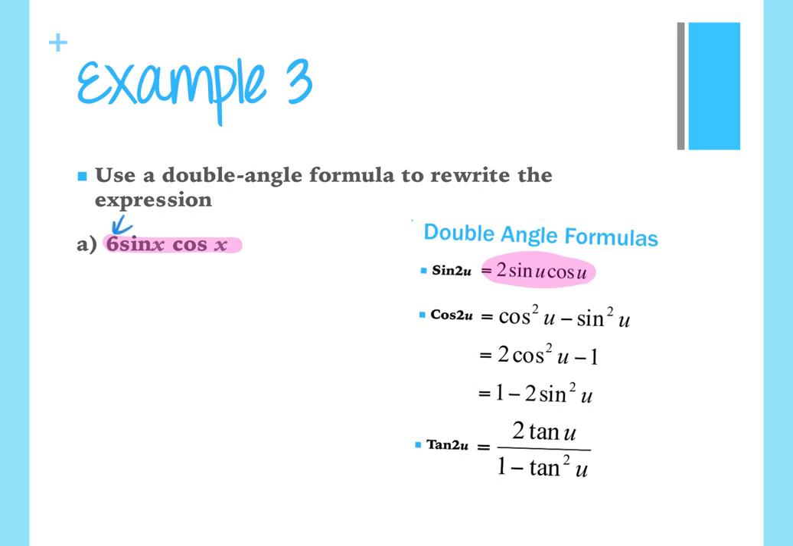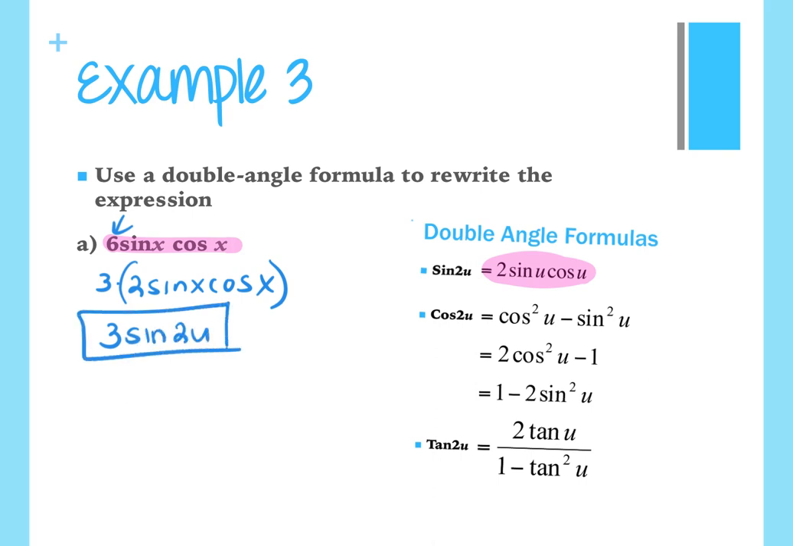Three, I make this 6 is the same thing as 3 times 2 sine x cosine x, right? And then 2 sine x cosine x is sine of 2u. So this is 3 sine of 2u. So you're rewriting it, going backwards, to build the double angle into it.